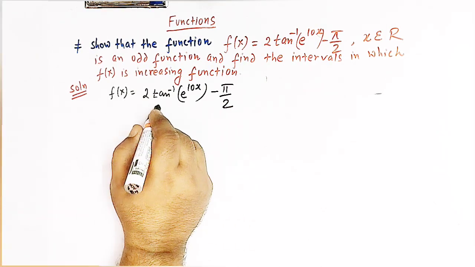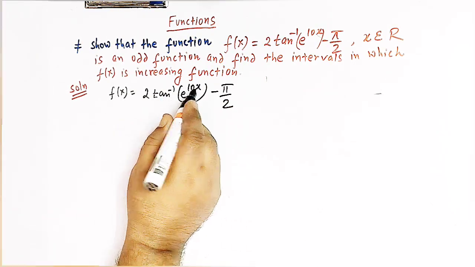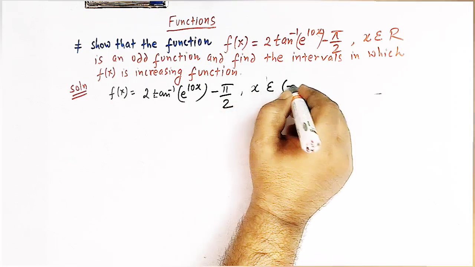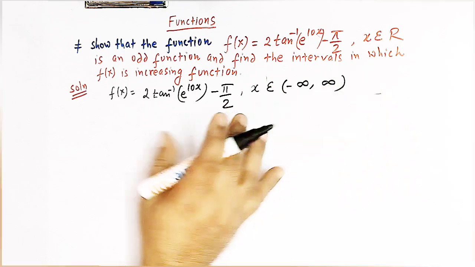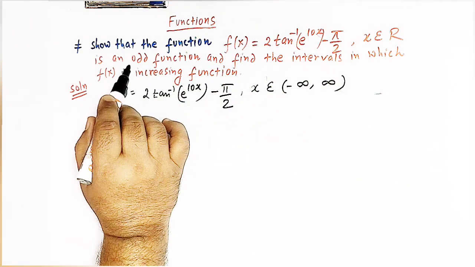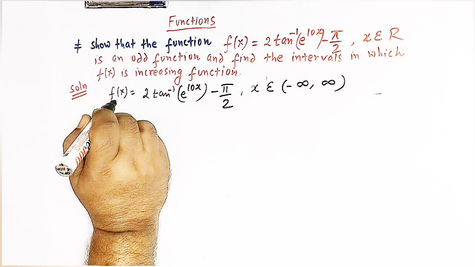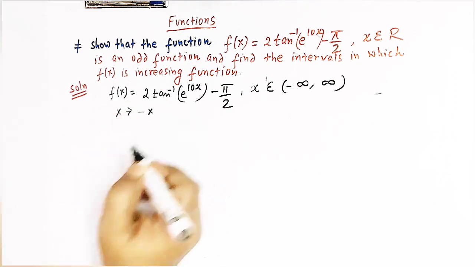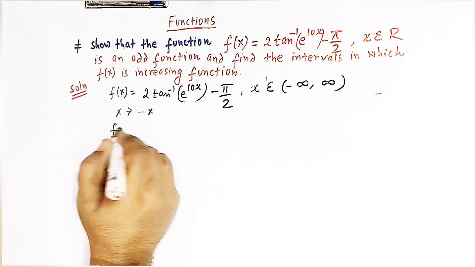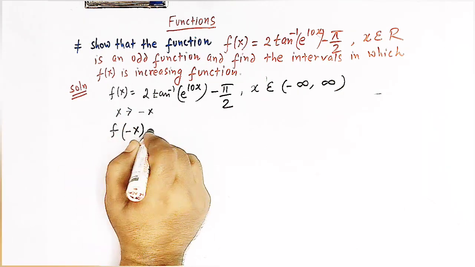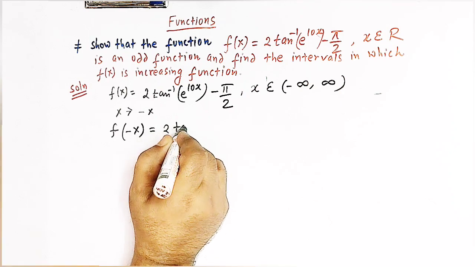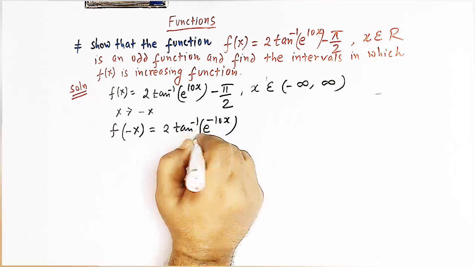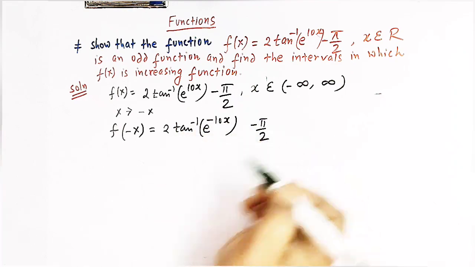So now we have f of x is equal to 2 times tan inverse e raised to 10x minus pi by 2, where x belongs to the set of real numbers. Now, to show that this function is an odd function, let us replace this x by minus x. So we'll get f of minus x is equal to 2 times tan inverse e raised to minus 10x, and here we have minus pi by 2.